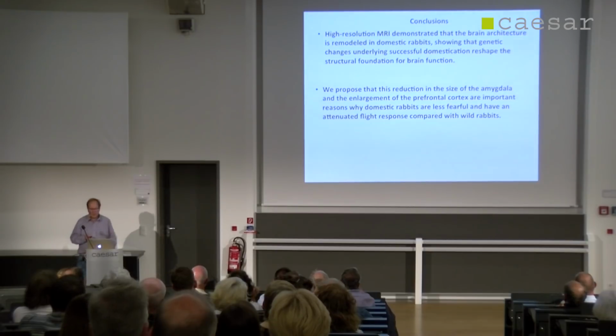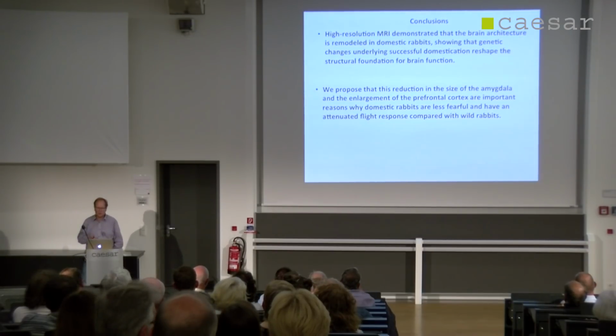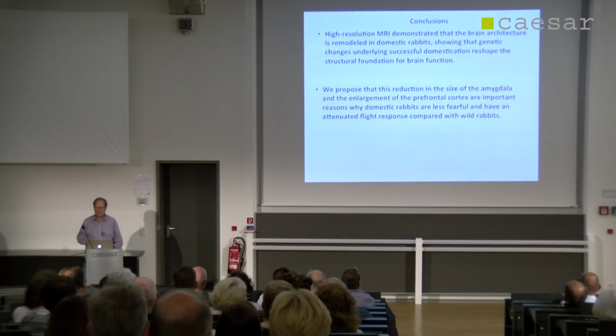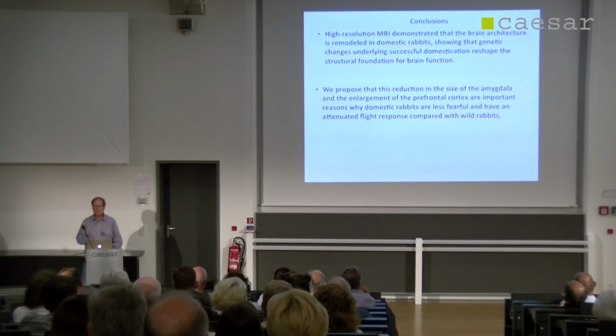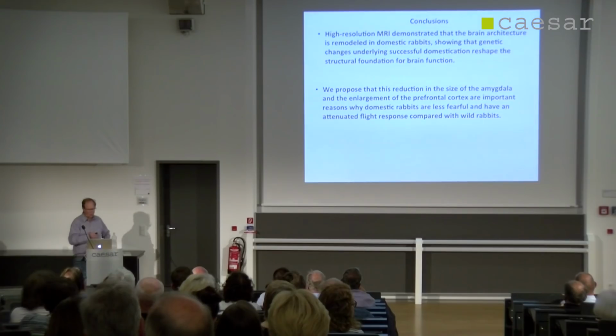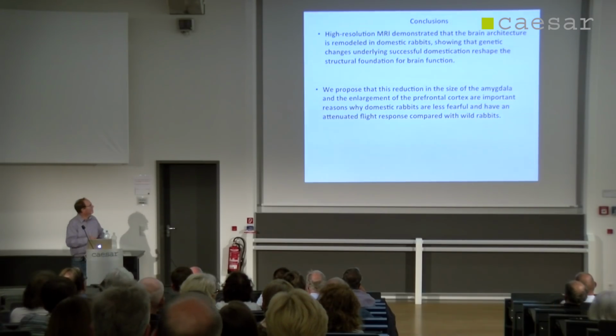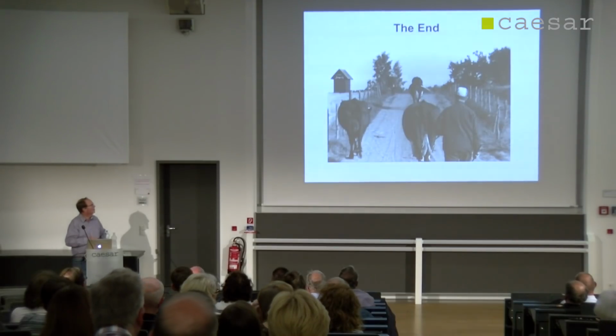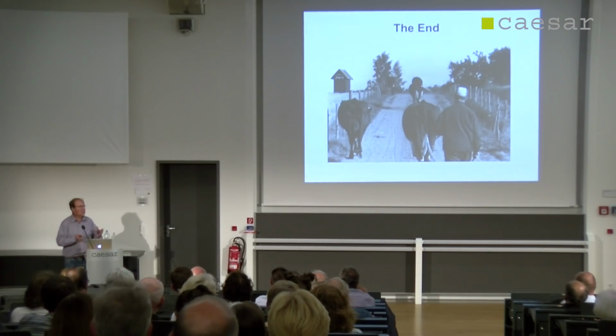And we propose that this reduction in the size of the amygdala and the enlargement of the prefrontal cortex are important reasons why domestic rabbits are less fearful and have an attenuated flight response compared with the wild rabbits. We think similar changes have happened in other domestic animals, but this has not been studied at this detail at present. But the genetic data and this characterization of the brain go very much hand in hand, since we see these genetic changes on genes affecting brain and neuronal development. So that is the end of the talk, and I'm happy to answer questions.